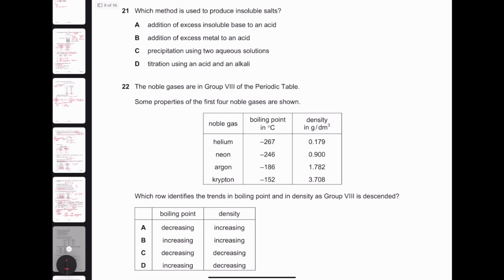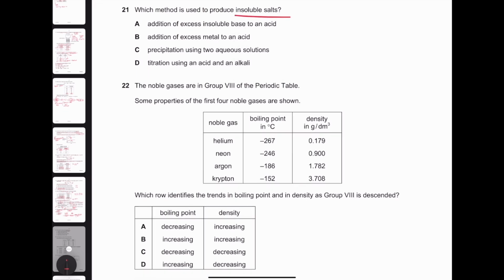Which method is used to produce insoluble salts? There is only one method in our syllabus, that is precipitation. So the answer is C.